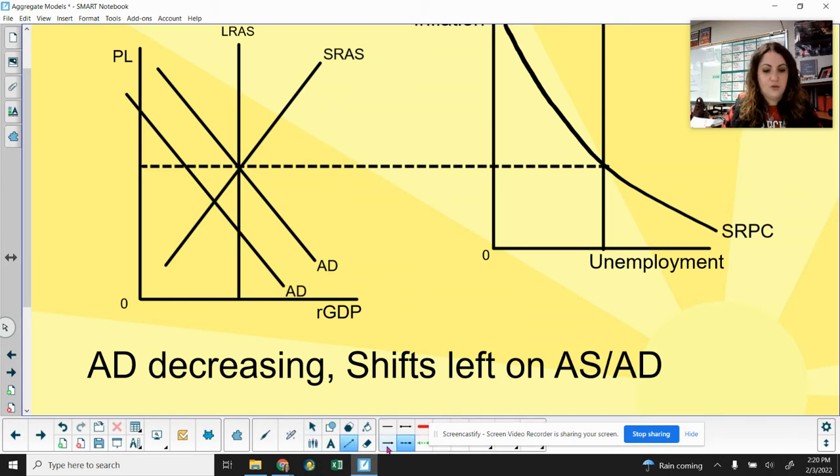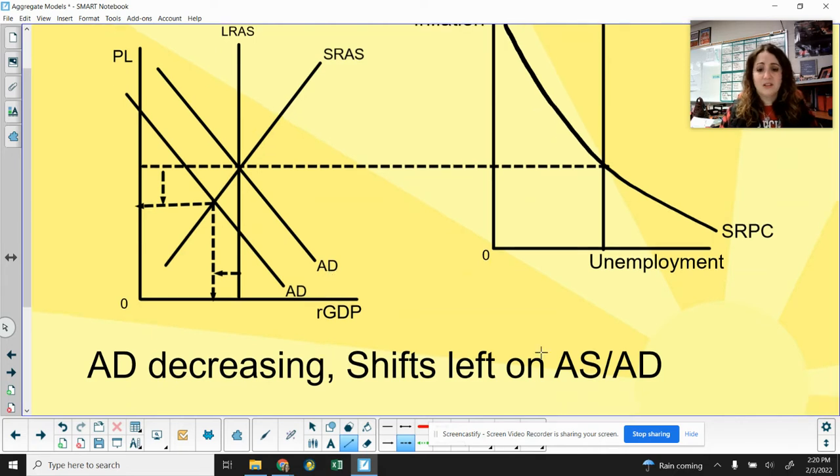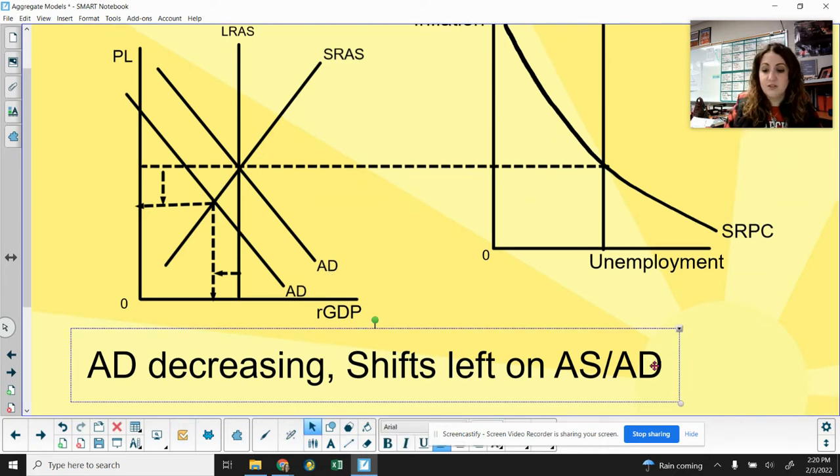We have new markers this time. Okay, so with less spending, it looks like prices are going down, GDP is going down, the economy's not too good. In fact, this is actually called a recession. When aggregate demand shifts to the left, that's called a recession. So remember, when aggregate demand shifts left, that is a recessionary gap.